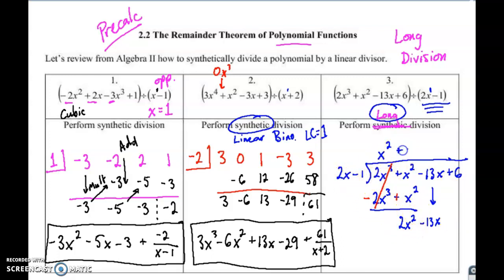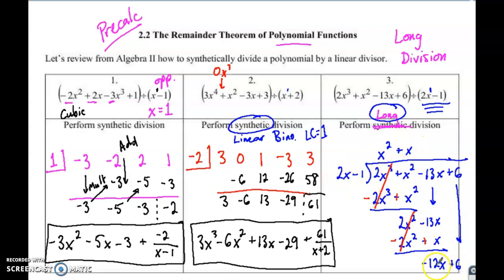That would be x. So x times 2x is 2x squared. X times -1 is negative 1x. But again, as you subtract, make sure you subtract every piece because it's like you're distributing. And like I already showed you, the first term should cancel, but negative 13x plus 1x is negative 12x. And then bring this 6 down.